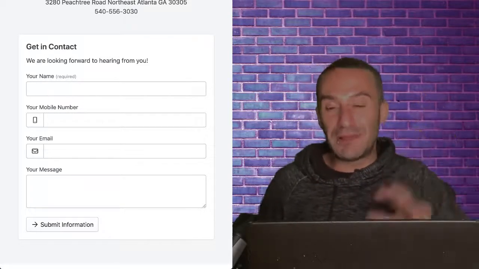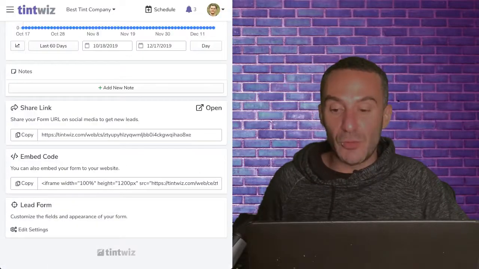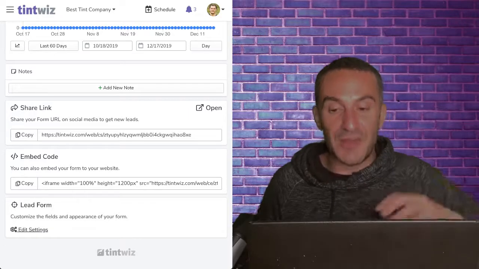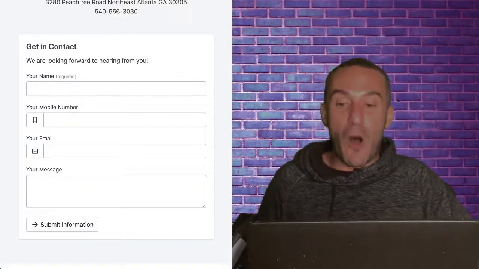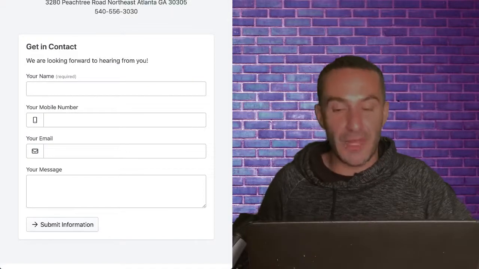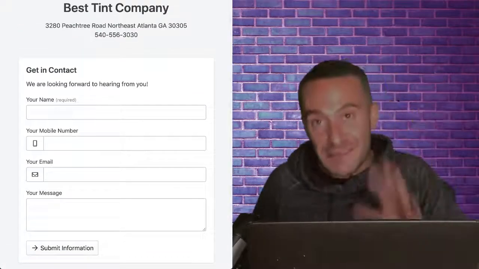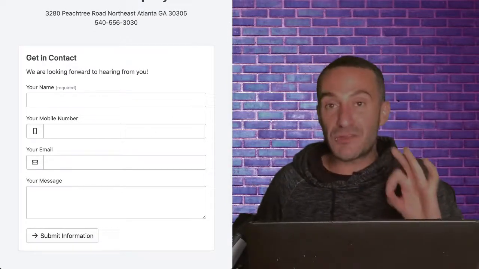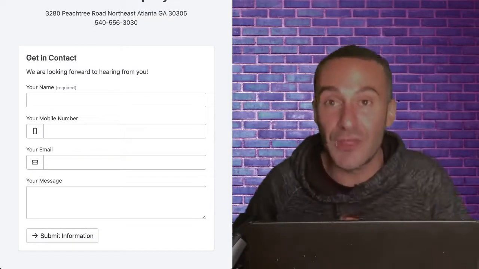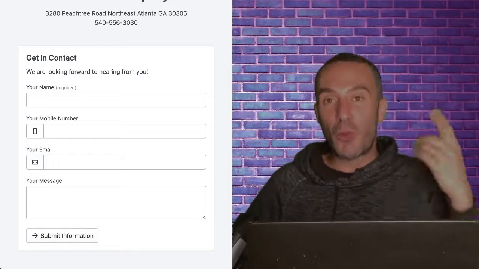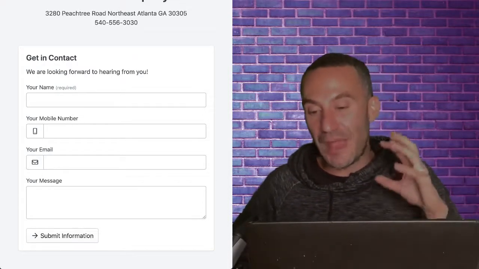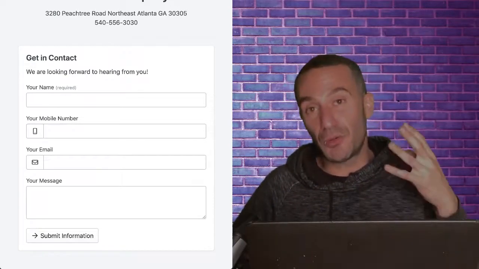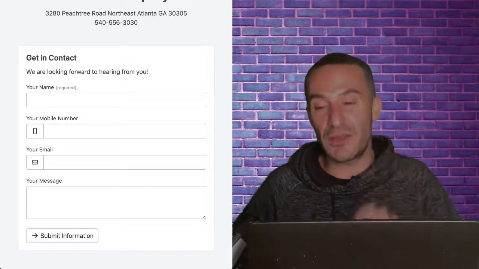Now, this form is completely customizable. It's customizable in the lead form area right here where you see edit settings. You can customize absolutely every aspect of this form: all the text, all the colors, all the fields, different types of fields, what it says once you submit it. It's super customizable. We have it set up like this because this is a great best practice. The less you have on the form, the more conversions you're going to get. So we feel like having a name, phone number, email, and message, leaving only the name required, gets your customer to put in the most information possible, but you can customize this in any way.